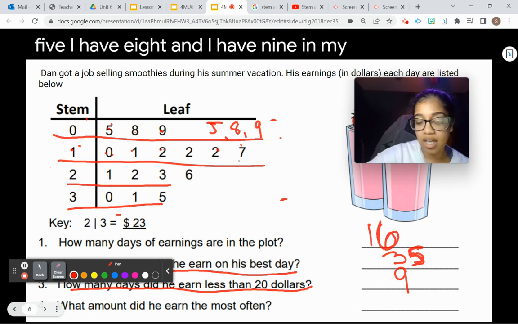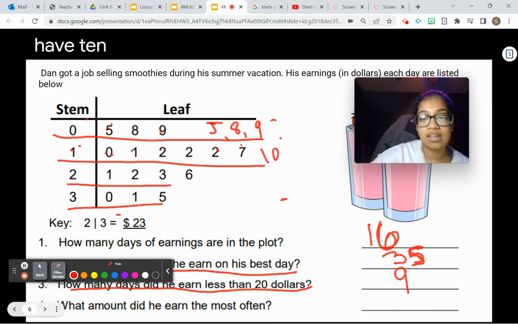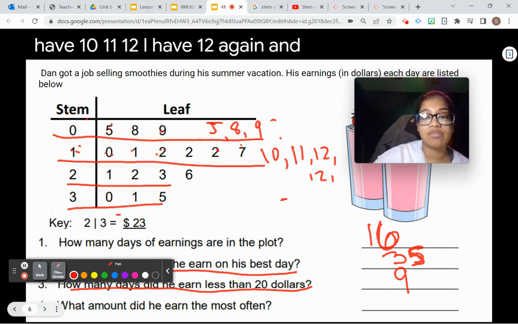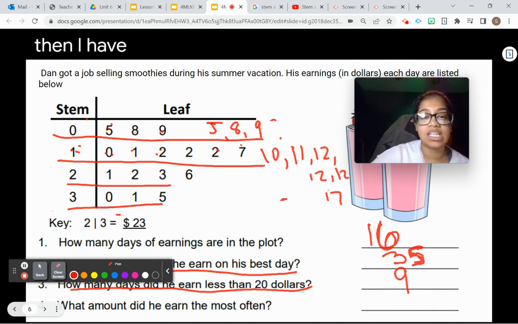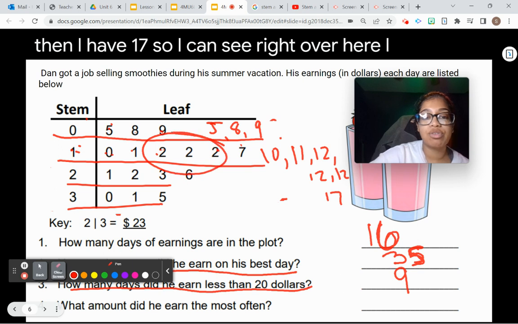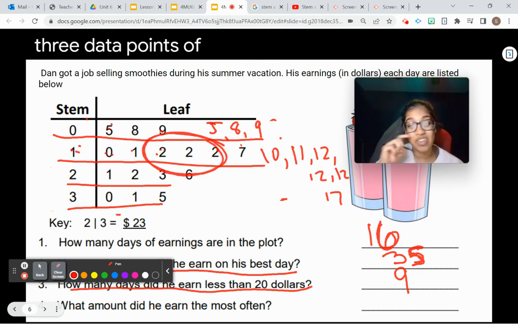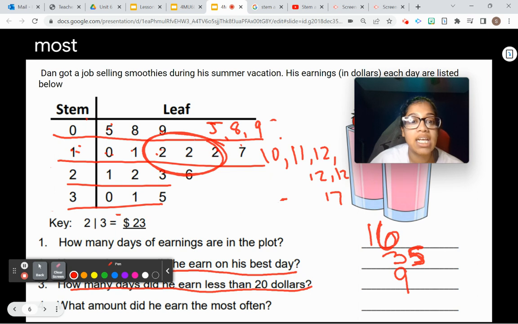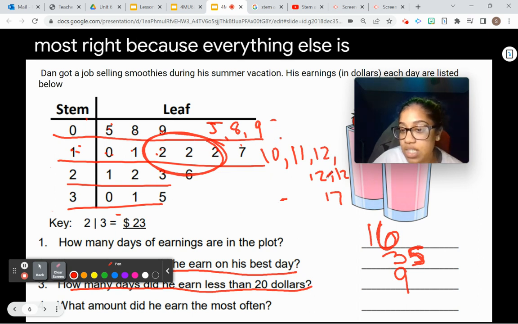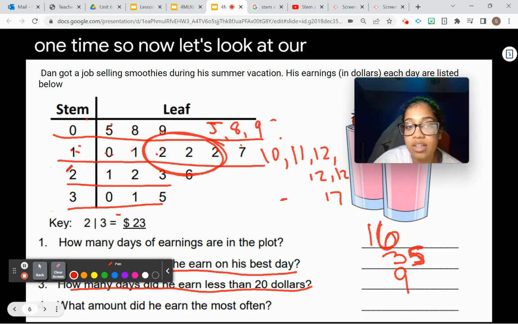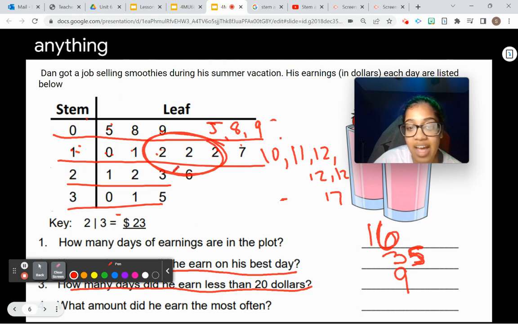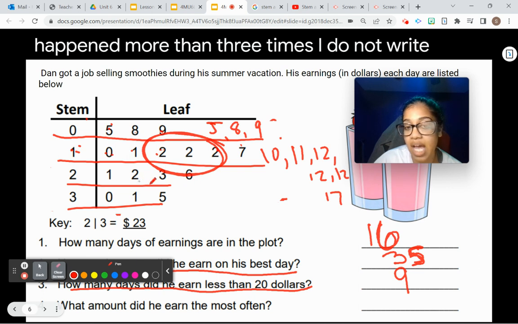In my second row of leaves, I have 10, 11, 12. I have 12 again, and I have 12 again, and then I have 17. So I can see right over here, I have 3 data points of 12. So that seems like I have the most, right? Because everything else I've only seen one time. So now let's look at our stem of 2. Do I see any leaves that happen more than 3 times? I do not, right? Everything happens once.